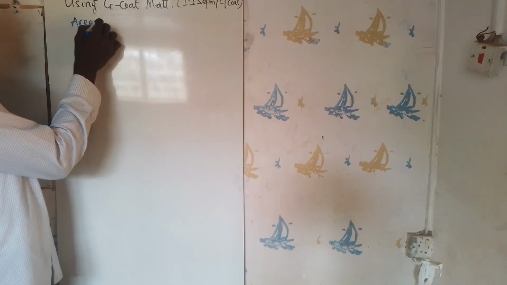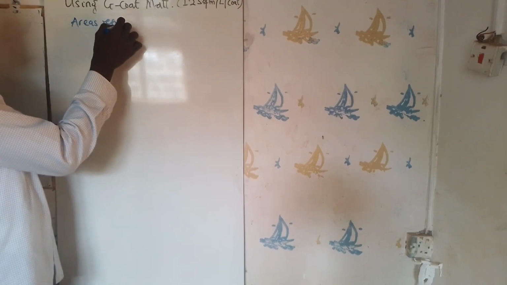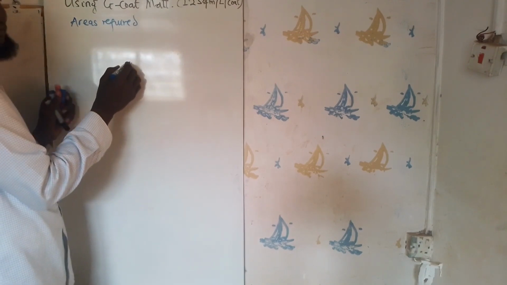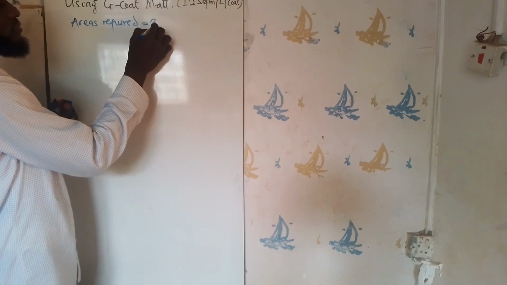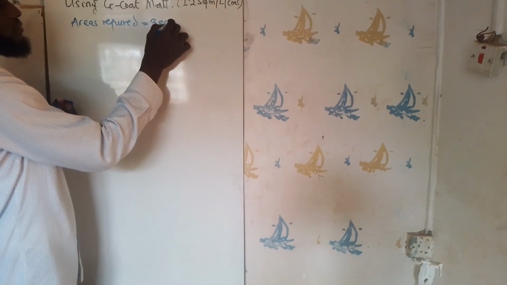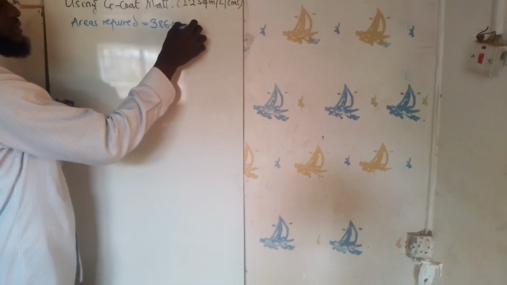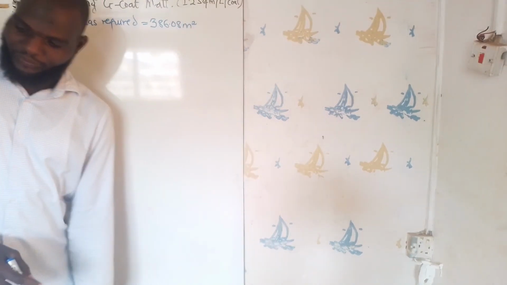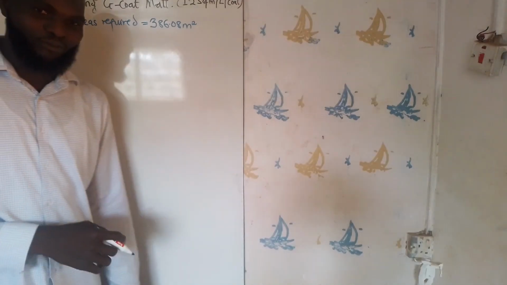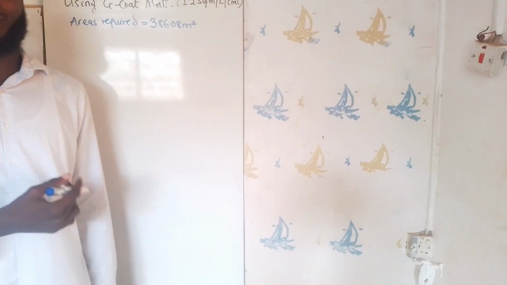The area is 386.08 square meters. Now, for those of us that have bought our book, there's a formula we use.